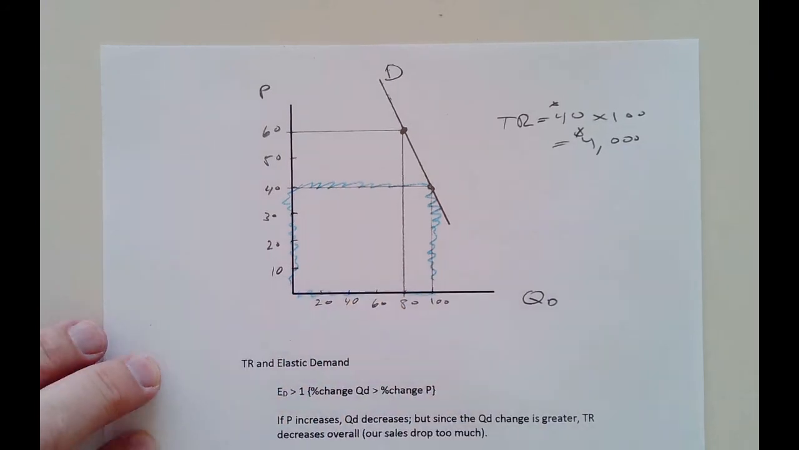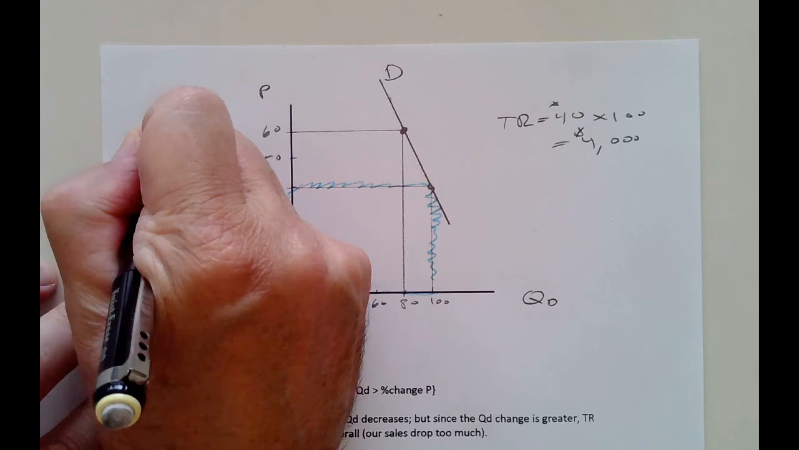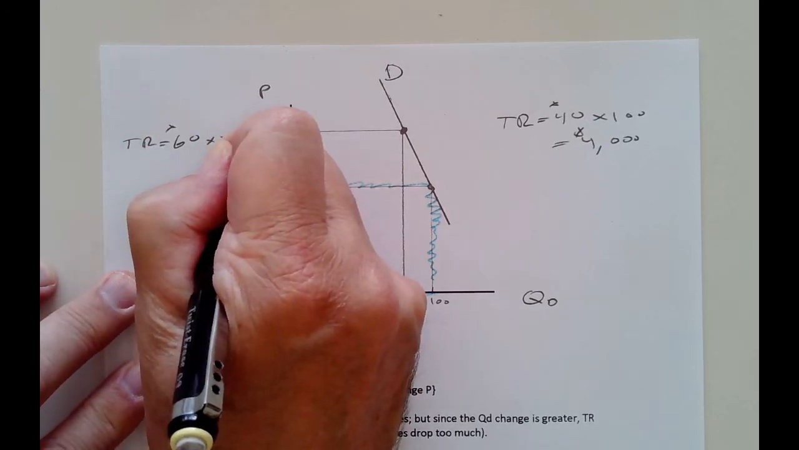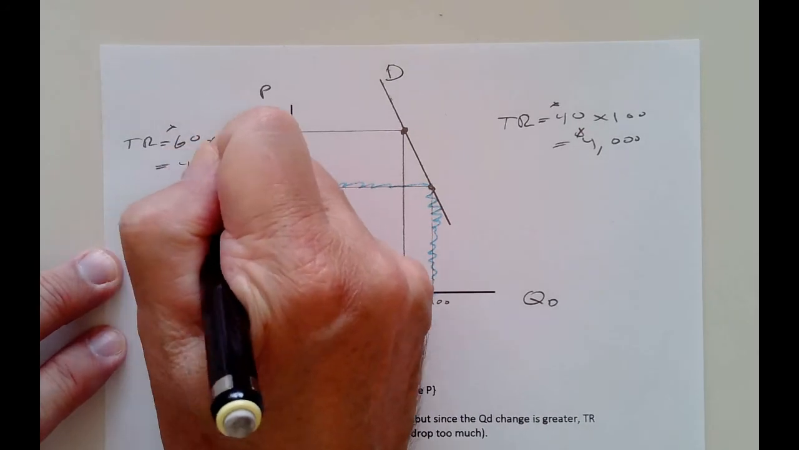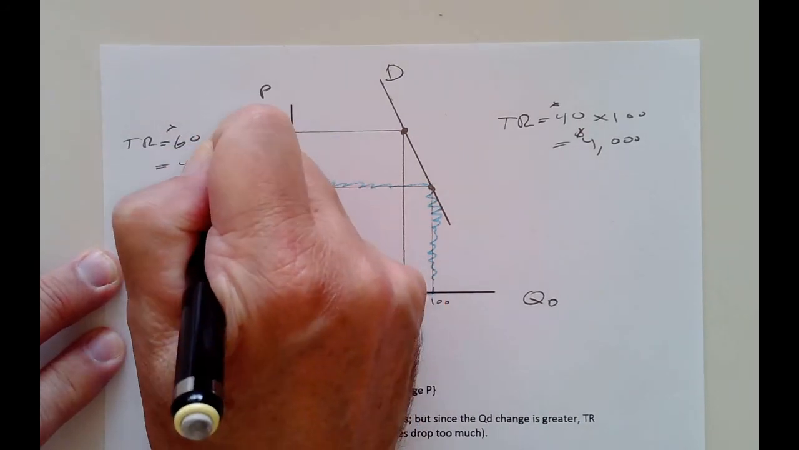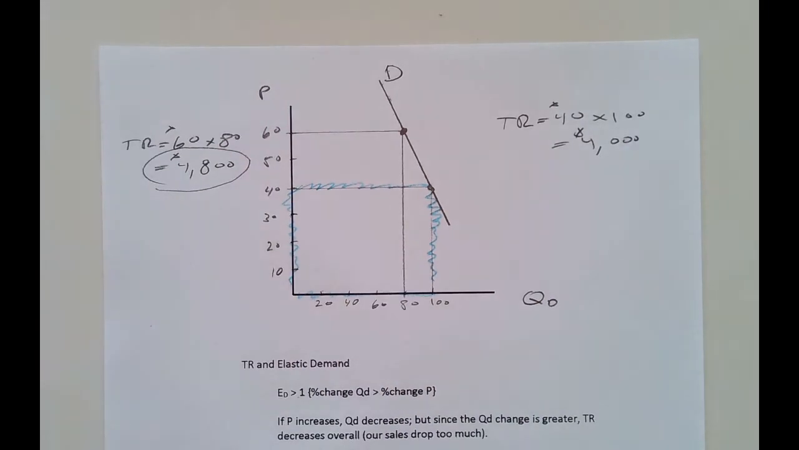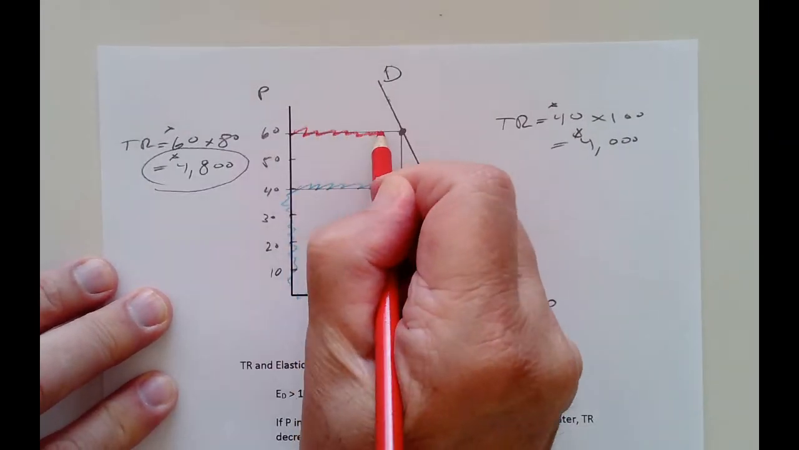And now when we raise our price to $60, we have total revenue is 60 times not 40 but 80. So it looks like it'd be 4,800. Let me double check. 60 times 80 would be 4,800. So in this case, we started with the same price and quantity, but now we actually can increase our revenue if we raise our price. And so now this is the total revenue after we raised our price.